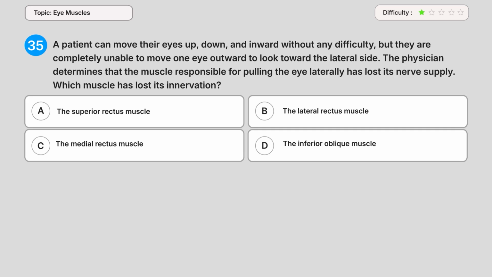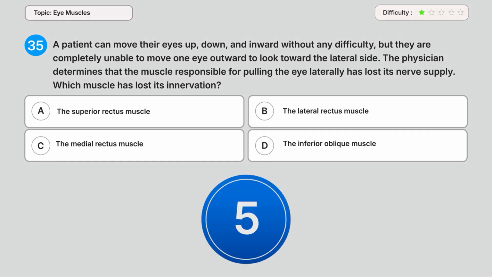A. The superior rectus muscle. B. The lateral rectus muscle. C. The medial rectus muscle. D. The inferior oblique muscle. Do you know the answer?